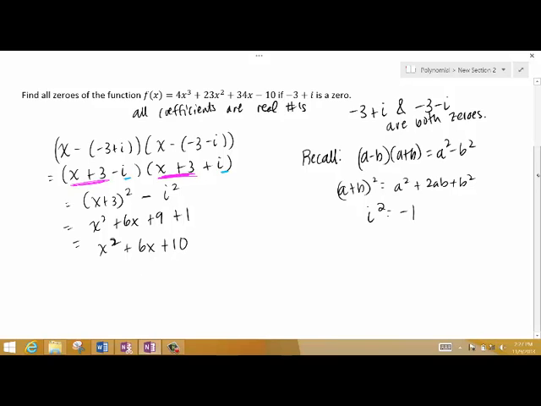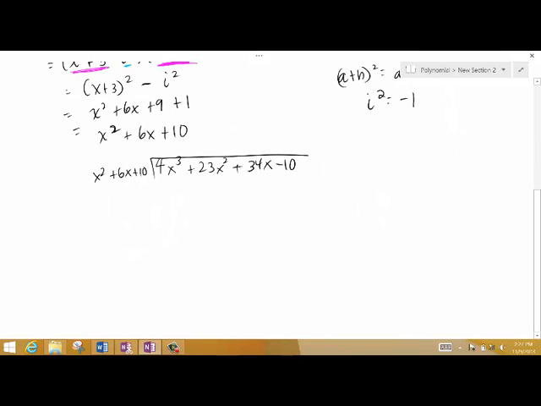So let's do some long division and see what I get when I divide. x squared times what is 4x cubed? Well, that's 4x. Then I take 4x and multiply by every piece here. I'm really doing 4x times x squared plus 6x plus 10. I get 4x cubed plus 24x squared plus 40x. So let's rewrite this under here: 4x cubed plus 24x squared plus 40x.